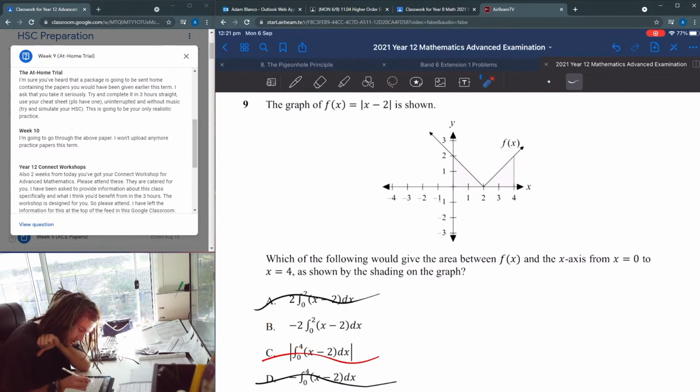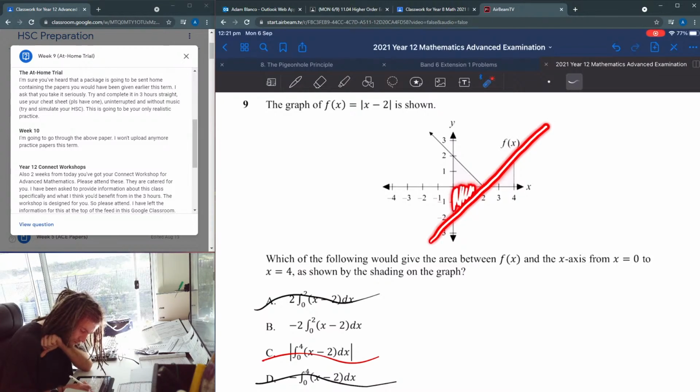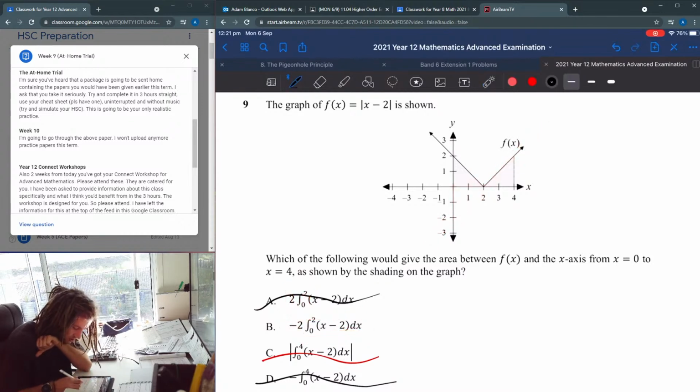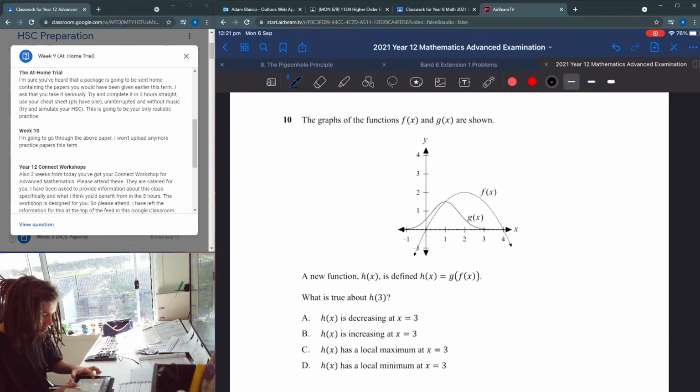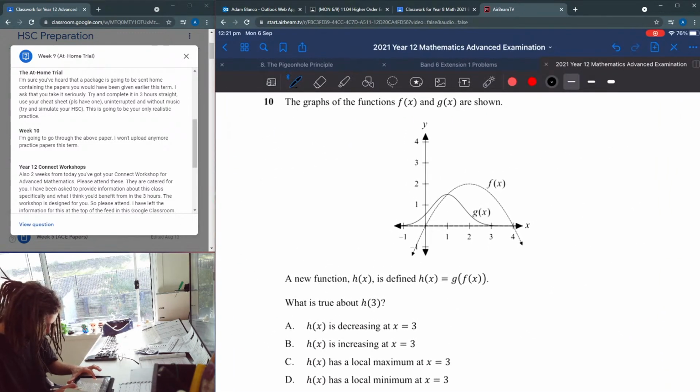When you think about it, it's from 0 to 2, x minus 2. So x minus 2 is this. From 0 to 2, that's still this area. It's 2 times that, and then they put a negative there. Because this is going to give me a negative value, they then put another negative out there. It's going to cancel, and it's actually going to give me a positive area. So it's B.